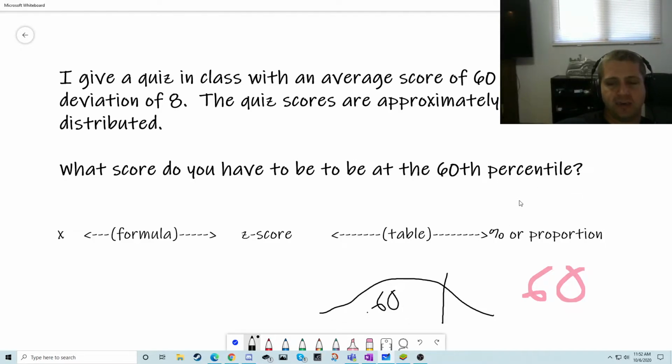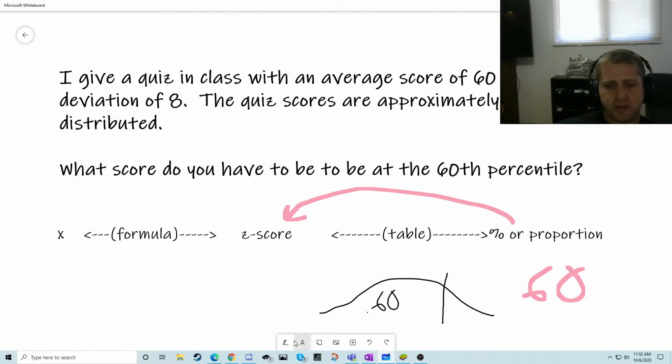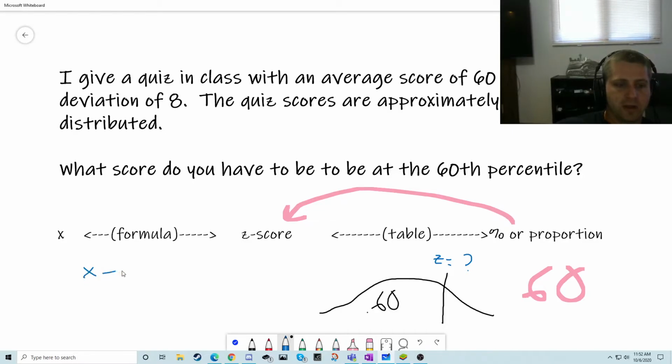We're above that 60%. To do this, we're going to first use the table to change that into a z-score. How do we change a percent to a z-score? Well, that's not technically what we're doing. We're actually finding the z-score such that the area to the left of it is 60%. So we need to find the z-score first, and then that represents the quiz score we need, so then we have to change it into the quiz score with our little formula: x minus mean over standard deviation equals z.